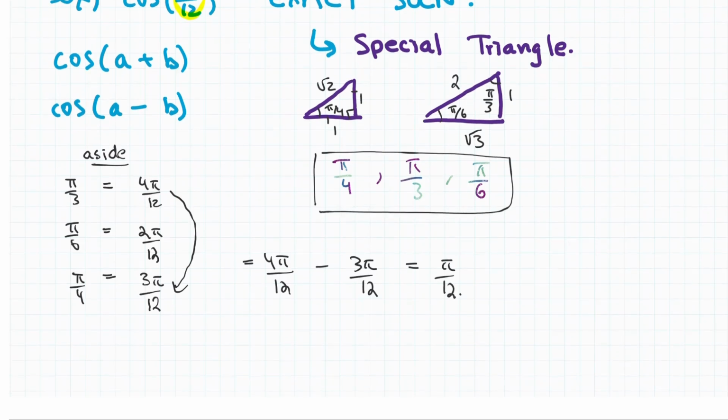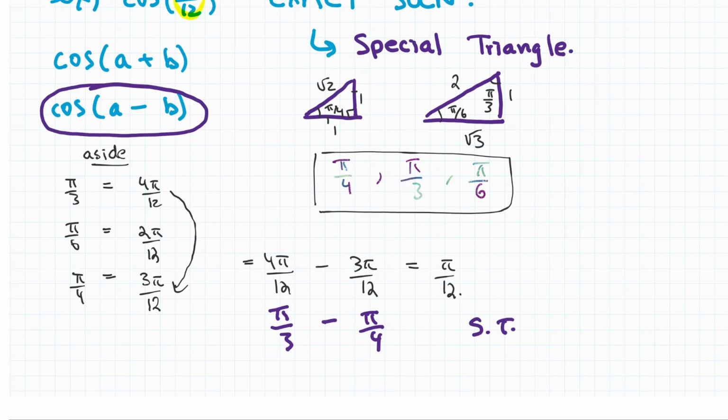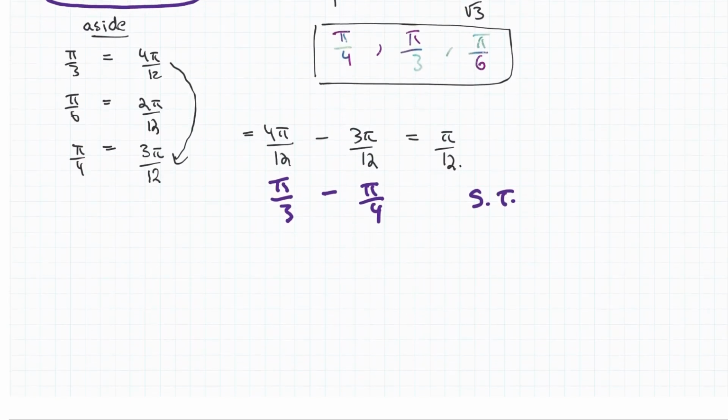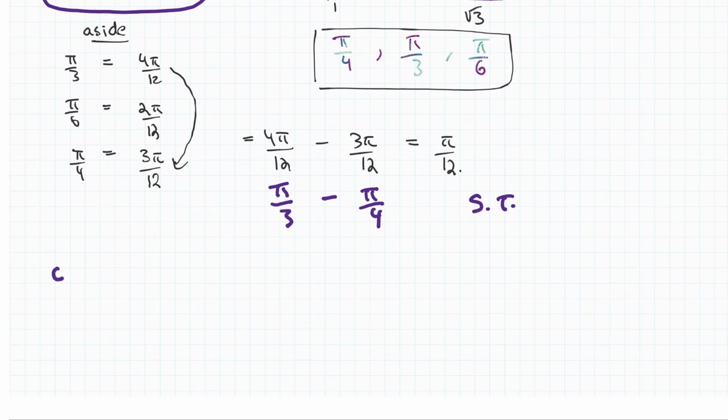So that essentially means that we've got pi over 3 minus pi over 4. And those are two special triangle angles, which is amazing. So that means we can use them to find exact solutions. So let's go ahead then and utilize this compound trig identity right over here. So what will that look like for us? That means we now have cos of pi over 3 minus pi over 4.